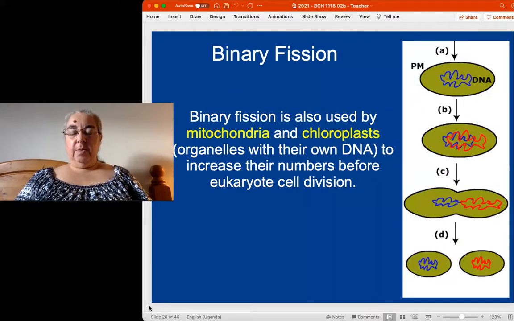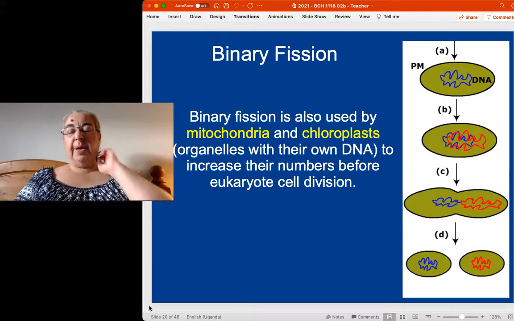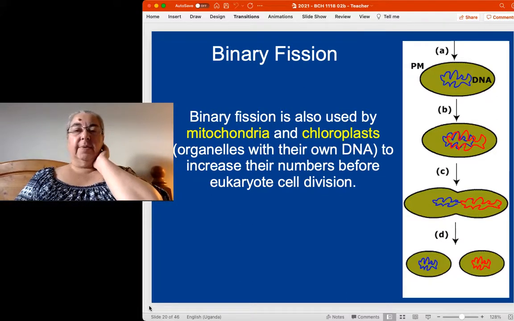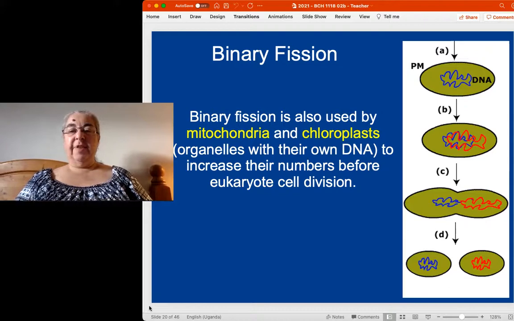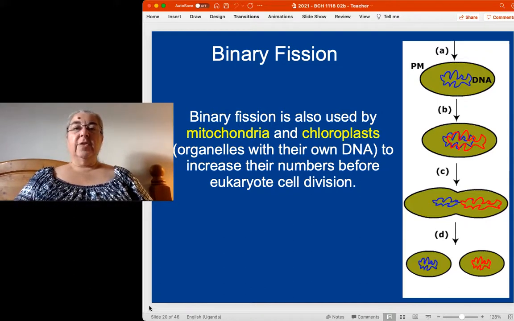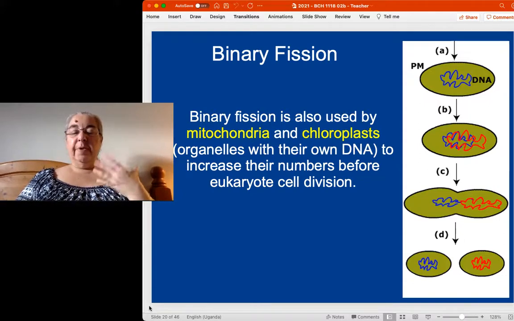Okay, so just to note that binary fission is also the cell division method used by membrane-bound organelles inside eukaryotic cells, especially mitochondria and chloroplasts, the organelles that have their own DNA. So they use binary fission to increase in numbers before cell division, so each new cell gets a good set of cell organelles.